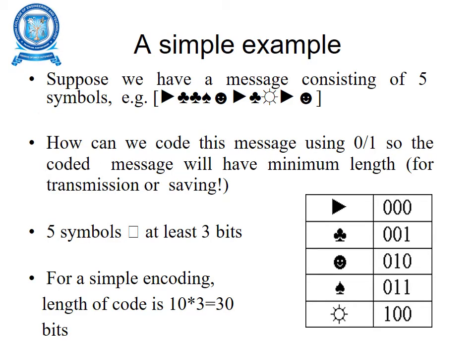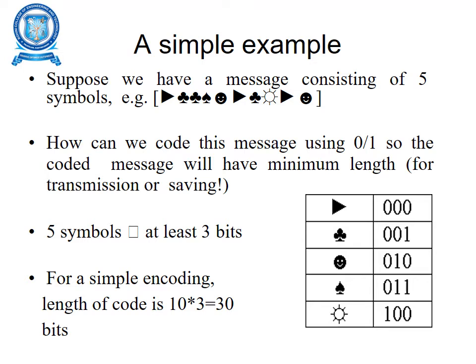So now let's start with an example. Suppose we have a message which has 5 symbols. I have taken a few symbols, you can see in the PPT. Now we are going to code this using zeros and ones. 5 symbols will need at least 3 bits each. So for a symbol encoding, the length of the code will be 10 into 3, which is 30 bits. So we have to store these 30 bits in order to store all those codes.